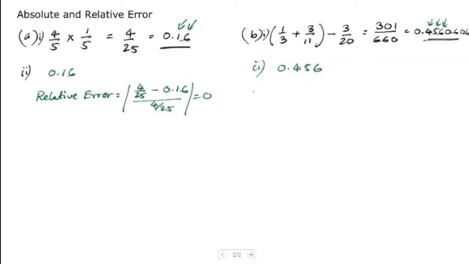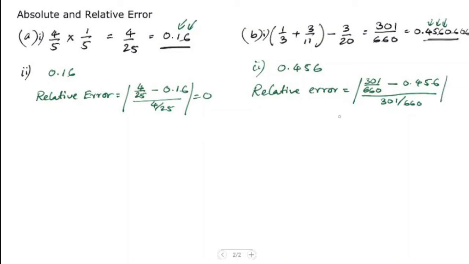And then here, to find out the relative error, we will take the exact value, which is 301 divided by 660, minus 0.456, divided by 301 divided by 660, and that gives us the value 0.000133.